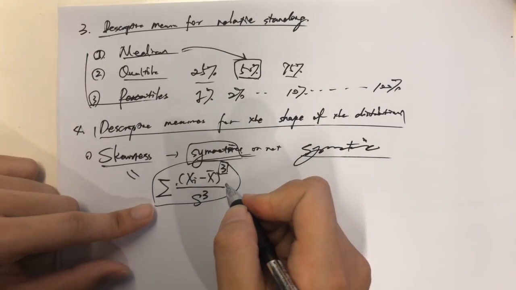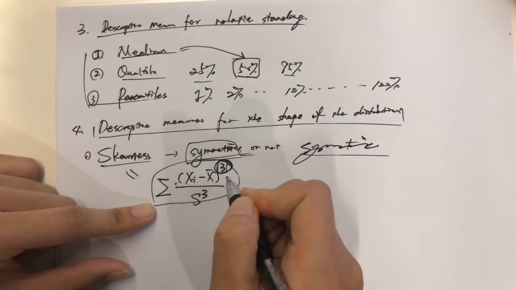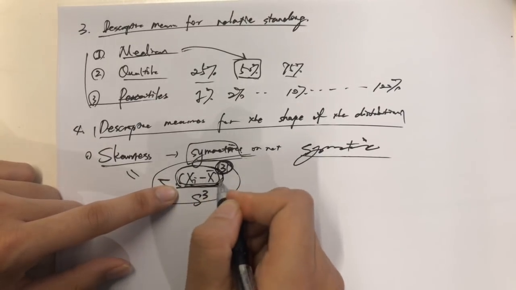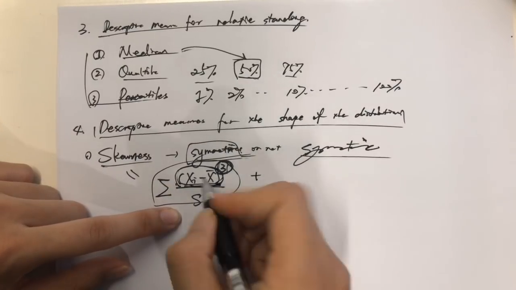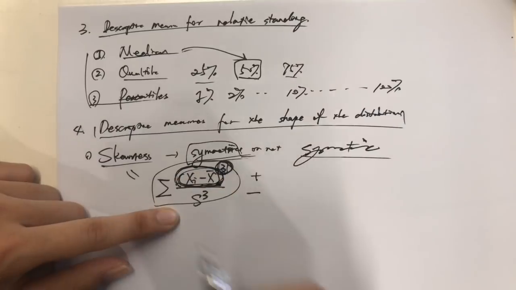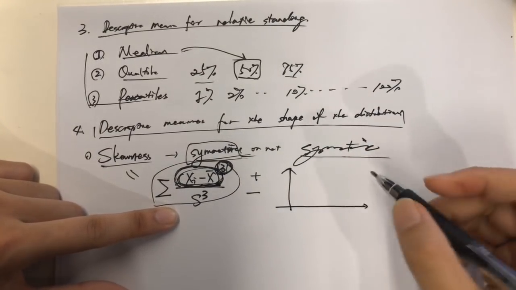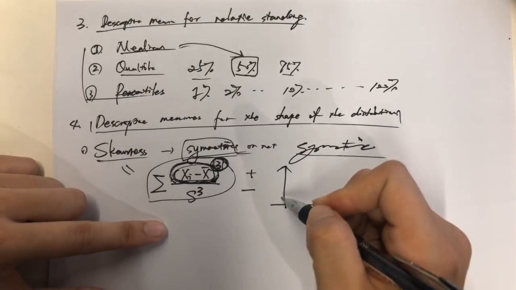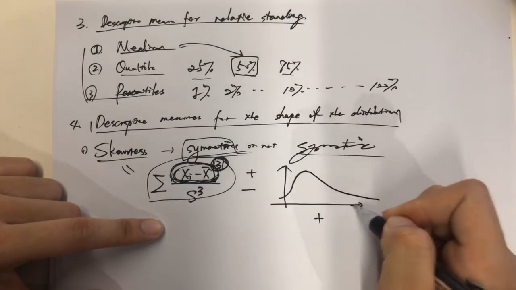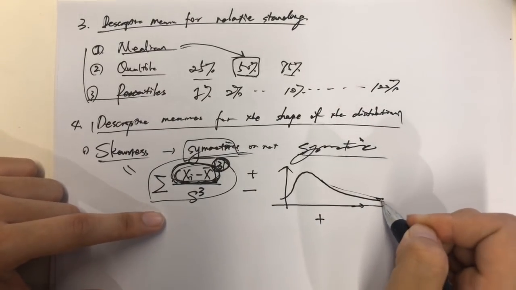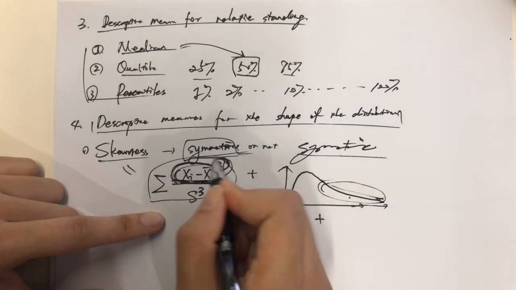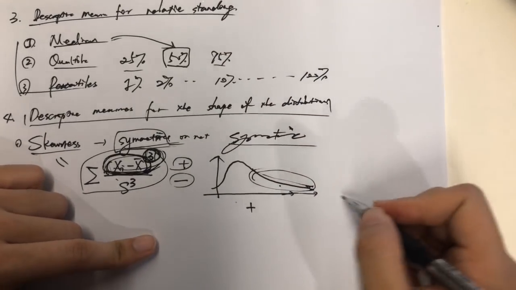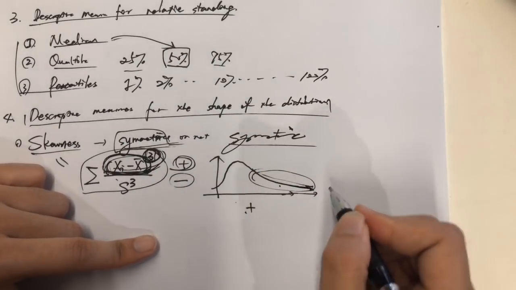But anyway, in this way, if we take a power of 3, the positive and negative does matter, right? So if there are more positives than negatives, you're gonna have a positive result. And if there are more negatives than positives, you're gonna have a negative result. So here, we will result in a positive skewness. So if it is a positive skewness or right side skewed, it has a fatter tail on the right hand side, right? Or more extreme values on the right hand side, so that you can see this extreme value will make the positive terms much more than the negative terms, so that it will make the skewness positive. So we can say if skewness is positive, it's skewed to the right, right?